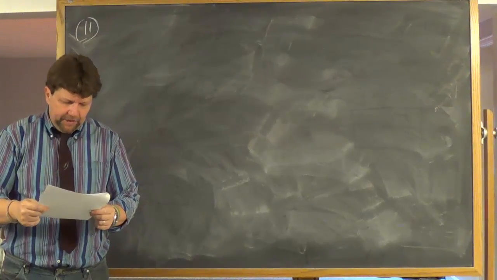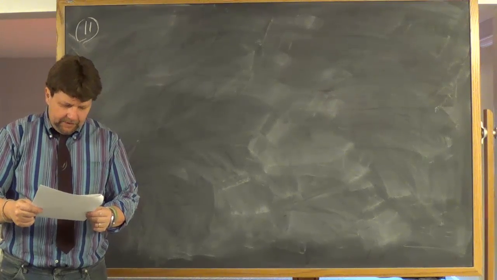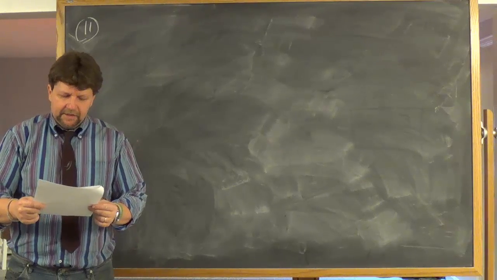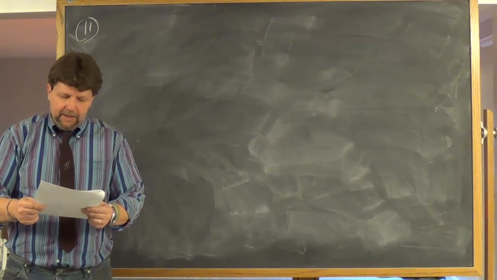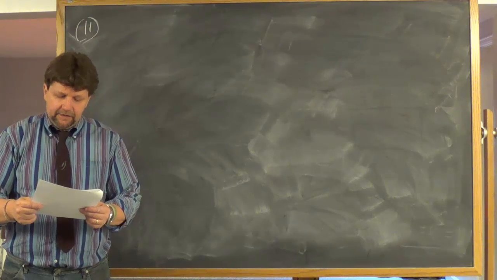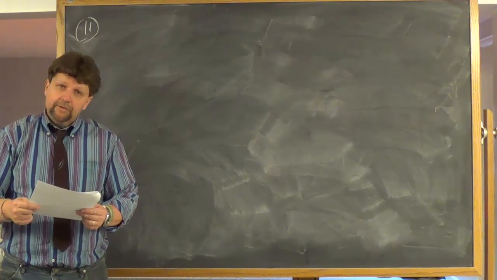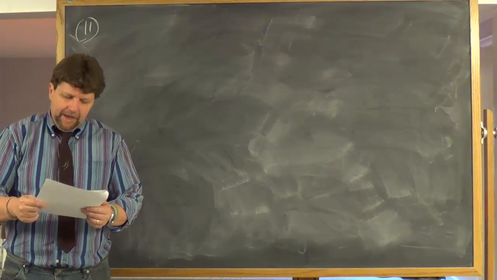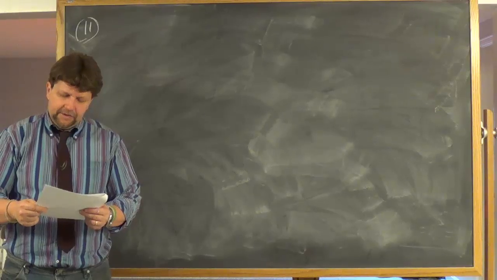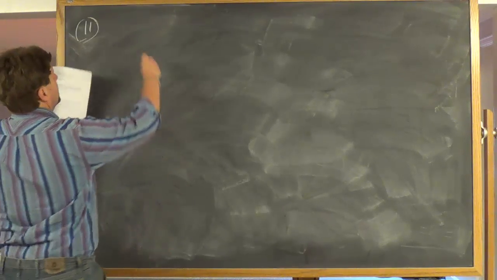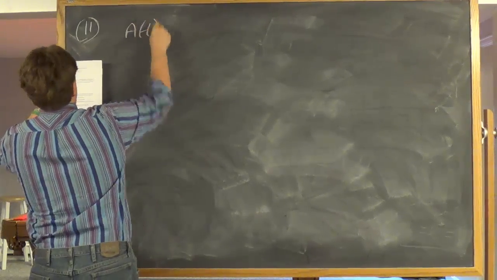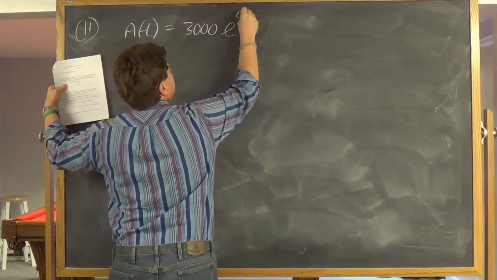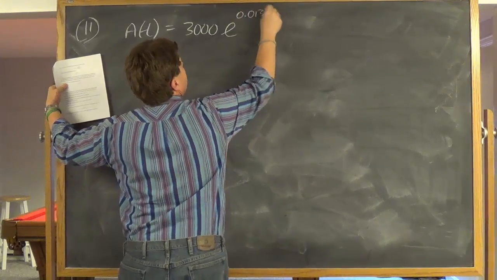All right, hey, here in number 11, got a lot going on. It's like 4 parts. It starts off by saying an investor puts $3,000 into a savings account, and the savings account accumulates at an interest rate of 1.3% interest compounded continuously. Then it says the amount in the account after t years is given by the function A of t equals 3,000 e to the 0.013t.